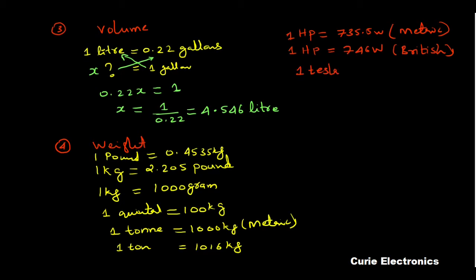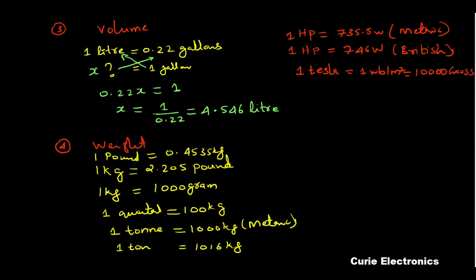Now there's one more unit called Tesla. It's a unit of magnetic flux density. 1 Tesla equals 1 Weber per meter square, which is equal to 10,000 Gauss. Let me write it properly: 10,000 Gauss.